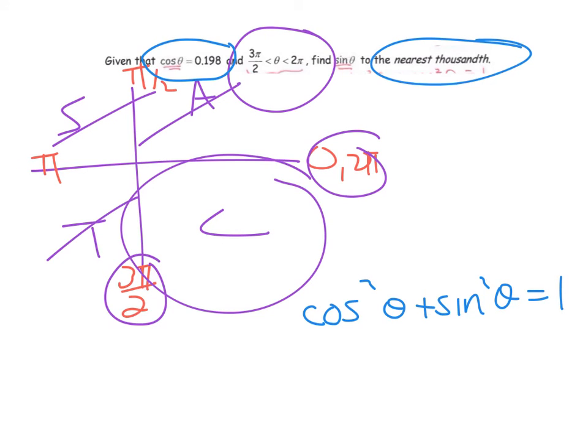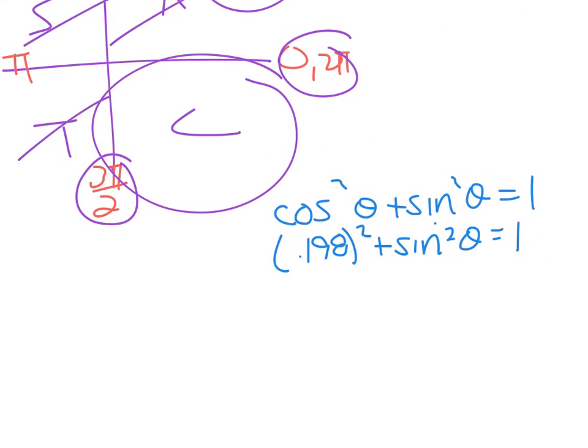And it does say nearest thousandth, so I'm probably going to need a calculator. So this is 0.198 squared plus sine squared equals 1. Like I said, I'm going to jump to my calculator. I'm going to type in 0.198 and square it. I get 0.039204 plus sine squared equals 1.